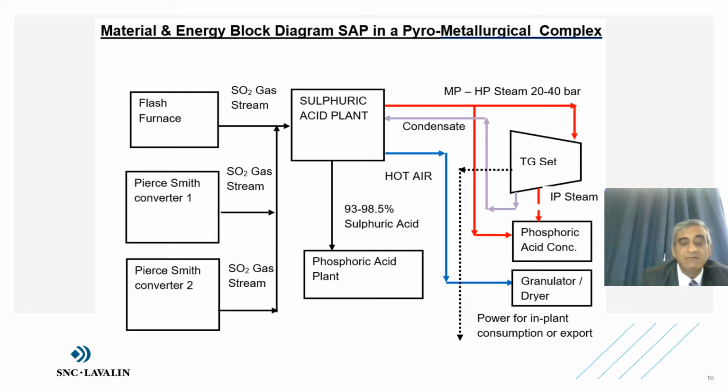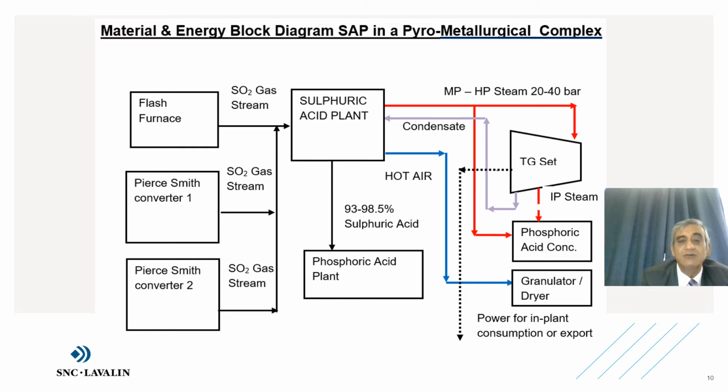This block diagram gives all the possibilities of heat recovery that are possible in a pyrometallurgical acid plant. In a typical plant, SO2 gas stream from flash furnace and converter combine and enter the sulfuric acid plant to produce sulfuric acid.